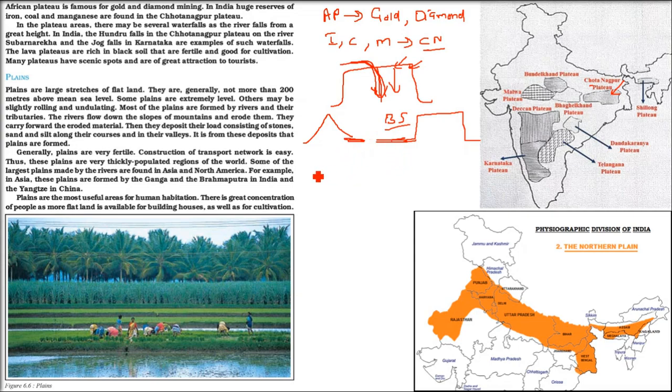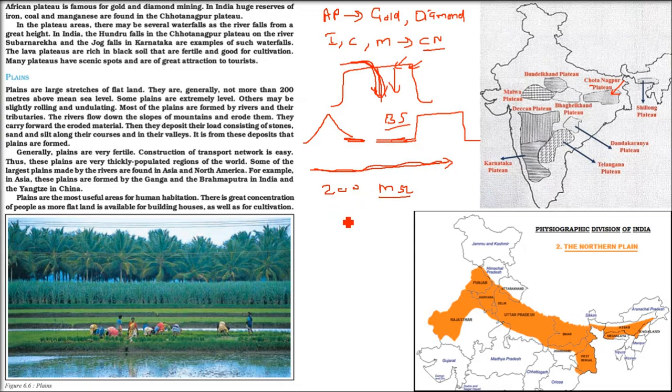There are plain areas also. If you see a very long stretch, thousands of kilometers, of plain area, as you see here, this is called plains. The height will not be more than 200 meters. The places where the land is not more than 200 meters above MSL, mean sea level, are called plains. Somewhere you will find some rolling and undulating portions, but mostly the plain area will always be plain.